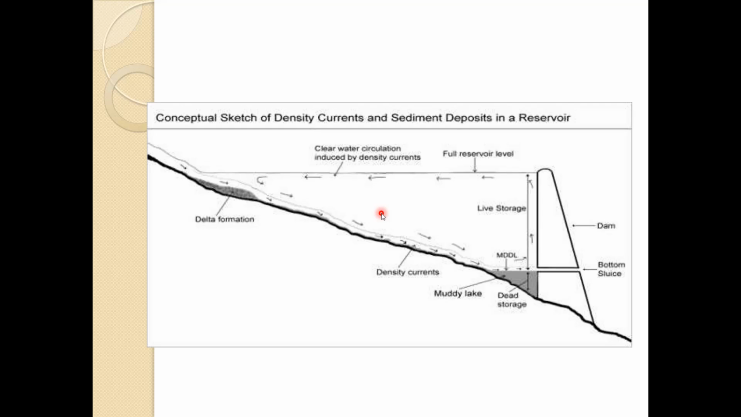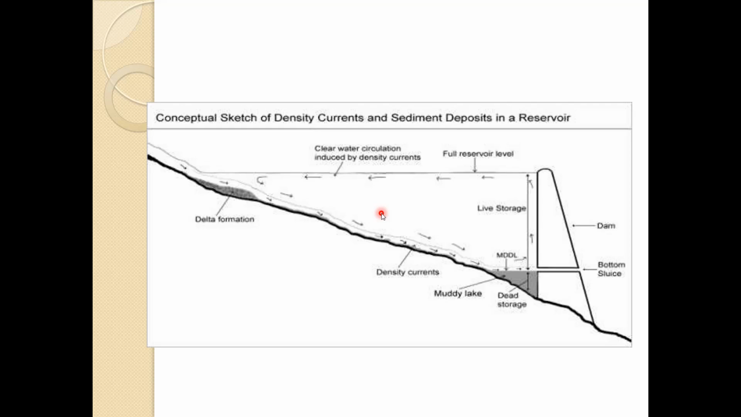This layer of water containing the fine sediment moves below the upper clearer reservoir water as density currents. Since its density is slightly more than the density of the main body of the reservoir water, because of their density difference, the water of the density current does not mix easily with the reservoir water and maintains its identity for a considerable time.